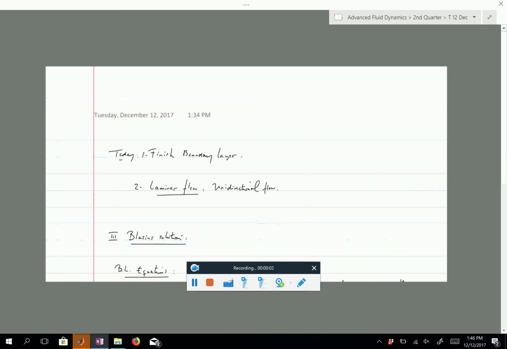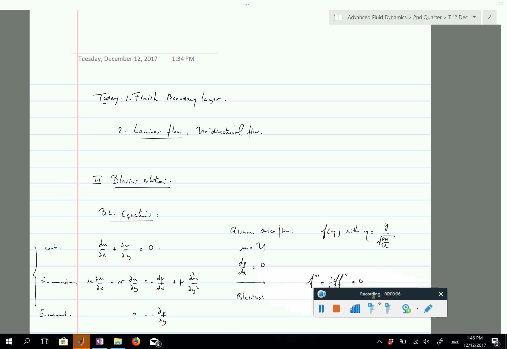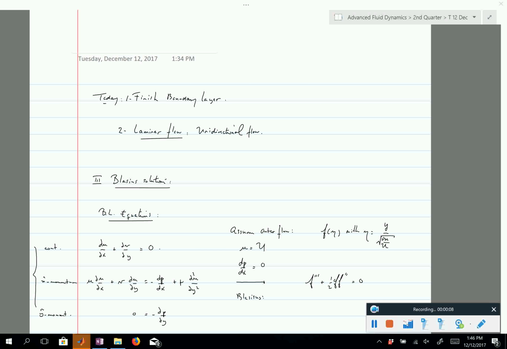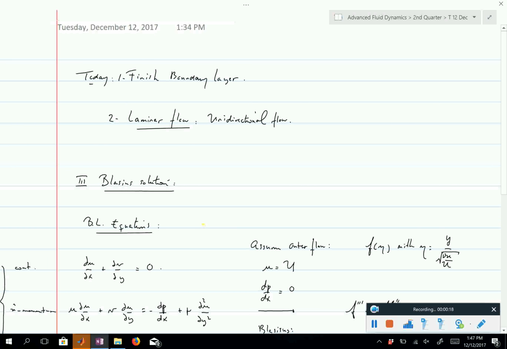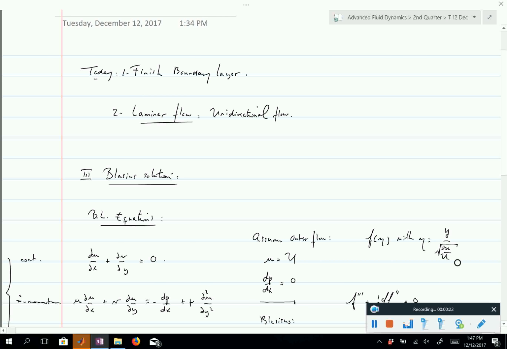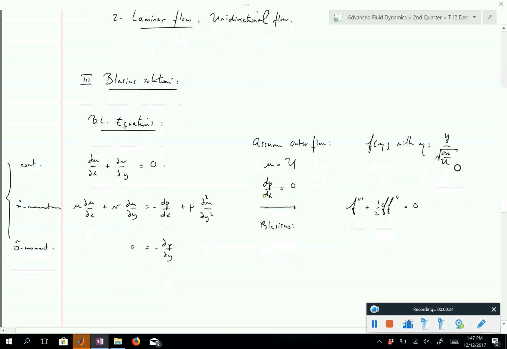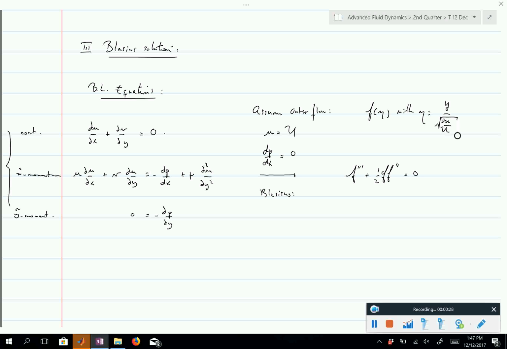So today we are going to finish our discussion on boundary layers, and in the second hour we'll start discussing laminar flows. So we're still now including the effect of viscosity, and for laminar flows, unidirectional flows in particular, we'll see that actually in that case the inertial term drops out. So we discussed scalings for the boundary layer thickness, and the last thing we discussed was the Blasius solutions.